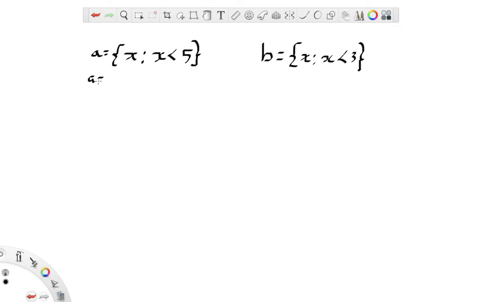Well, A will look something like, well, less than 5, the integer is less than 5, so 4, 3, 2, and so on. And then B is going to be the set, so x such that x is less than 3, well the integer is less than 3, so that would be 2, 1, 0, minus 1, and so on. So dot dot dot.